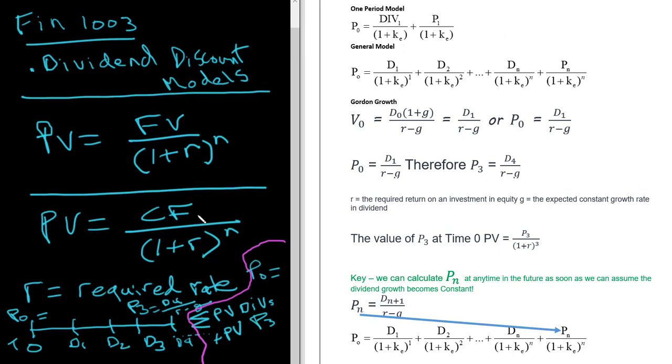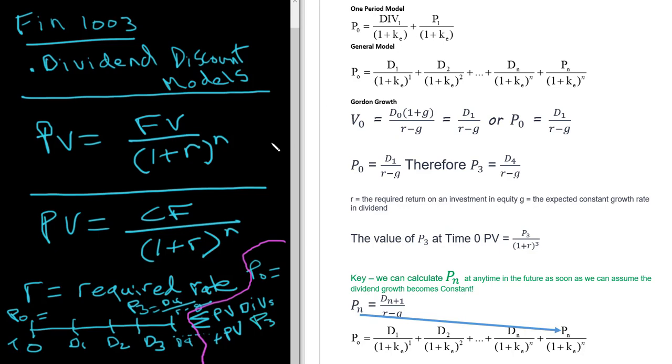So recall the formula for present value. Present value equals the future value divided by 1 plus r to the n. And in this case, we're seeing a different nomenclature, KE, sometimes the cost of equity. So we see KE or R, it's just different nomenclatures. It's the required return on an investment in equity, okay?